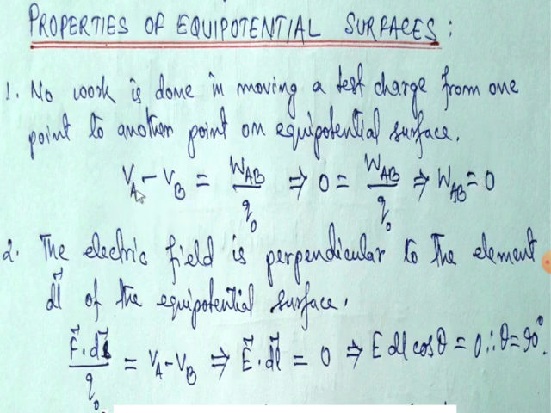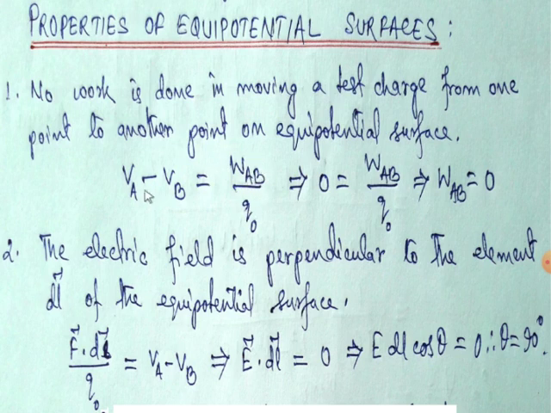The potential difference VA minus VB is defined as the amount of work done in bringing a test charge, from A to B or B to A, it doesn't matter. That is the work done in moving from A to B. Let's take a test charge Q naught.